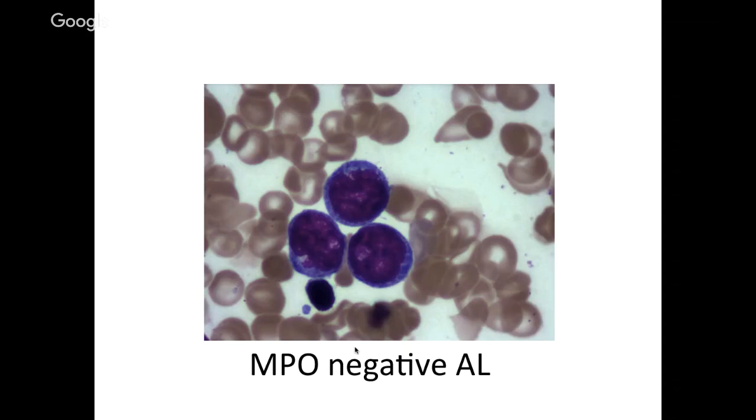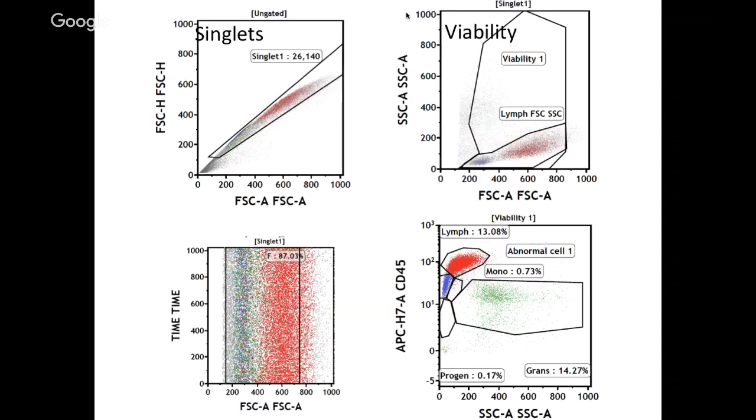We did flow for lineage. Here again, you see we have our singlets. We do a viability gate, then laser gate, time gate. Then we have the CD45 side scatter. CD45 on the y-axis, these are strong positive. Most of the cells are very strong. Few cells are weak. So if you look at the peripheral blood and bone marrow at 28% cells, they are very strong here.